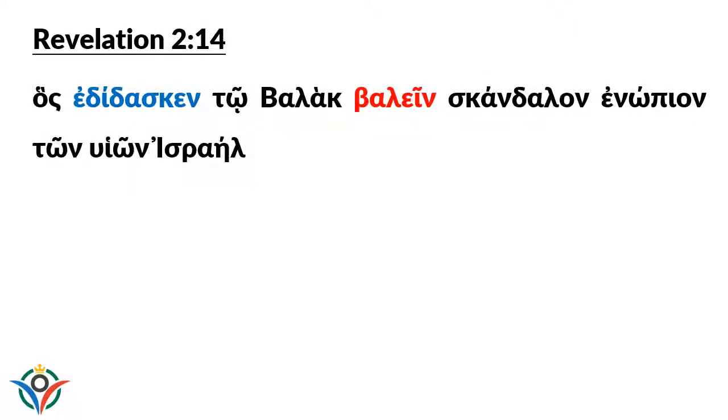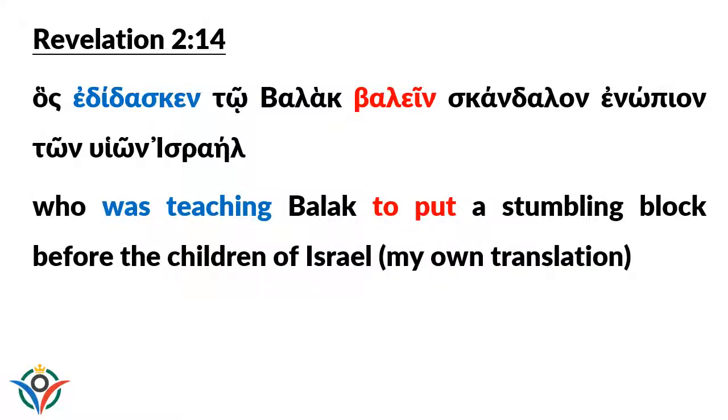Right, our last example for today comes from Revelation 2 verse 14. The Greek reads, Hos edidasken to Balak balein skandalon enopion ton huion Israel. So this is my own rendering of this verse. Who was teaching Balak to put a stumbling block before the children of Israel?